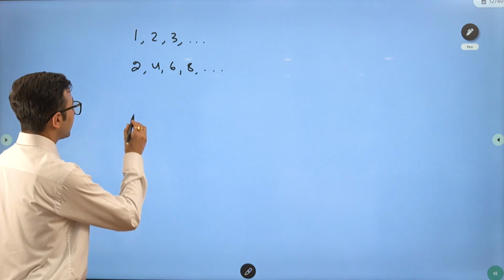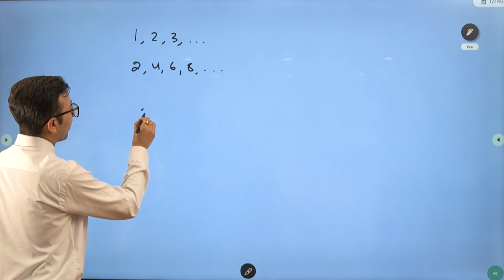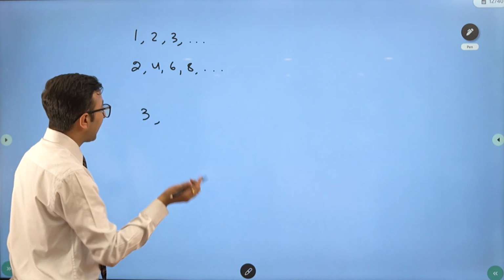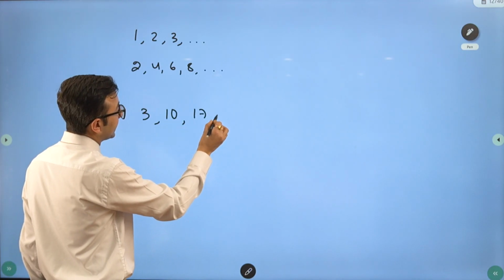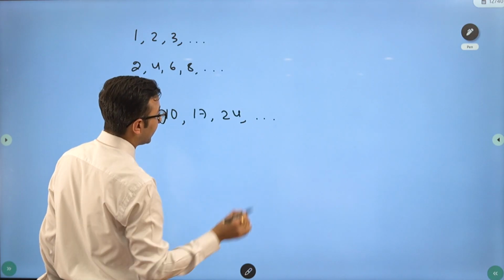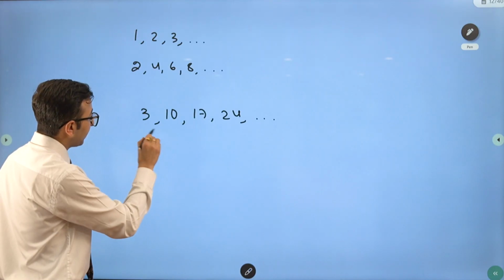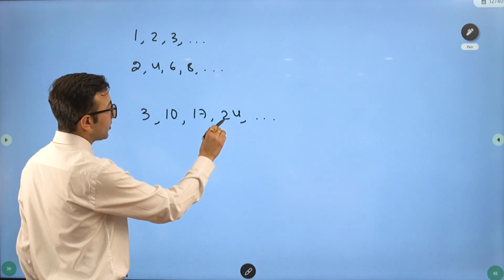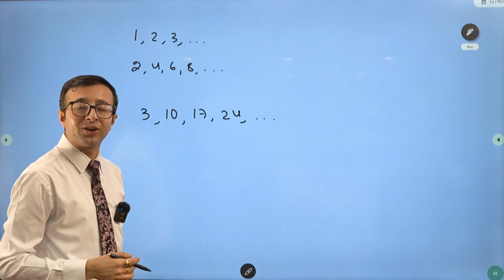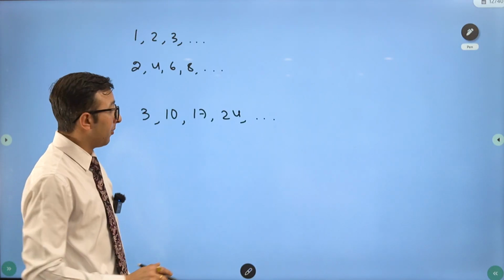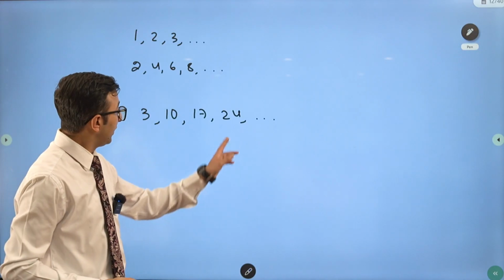But if you have a sequence just like this, starting from 3, and if you have a gap like 7, just 3, 10, 17, 24, dot dot dot. First term is 3, 10 minus 3 is 7, 17 minus 10 is 7, 24 minus 17 is 7. So here you can say that the common difference is 7. But if someone asks you, what will be the next term?